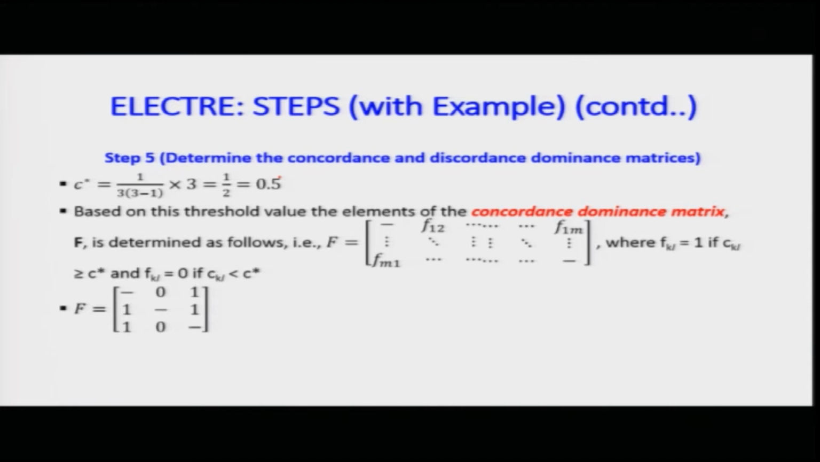Based on that, I will basically have the concordance dominance matrix based on C. If the value is greater than C star, I assign a value of 1; if it is less than C star, I assign a value of 0. So, in the final concordance dominance matrix, it will obviously remain a dash for the 1,1 cell, 2,2 cell, and 3,3 cell. The values in the other cells, when reading along the rows, would be 0 1, 1 1 and 1 0.